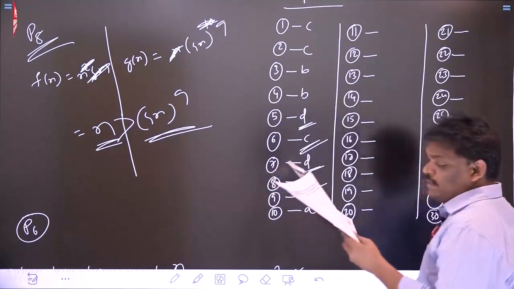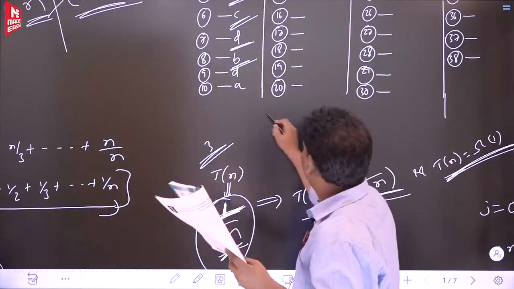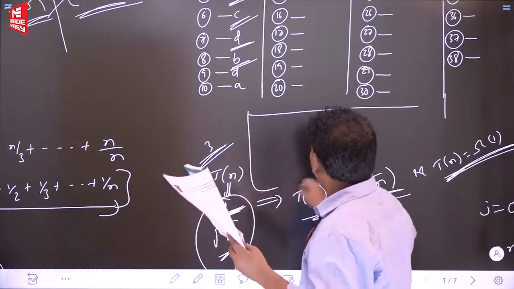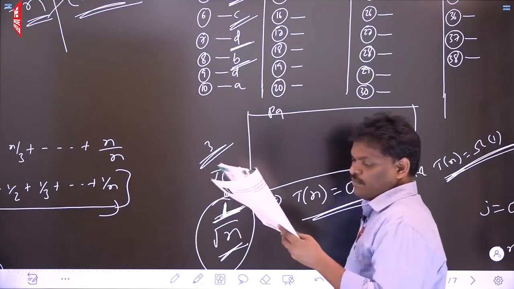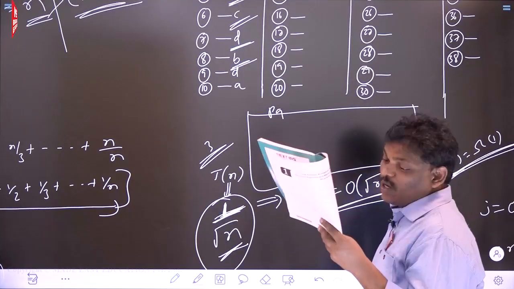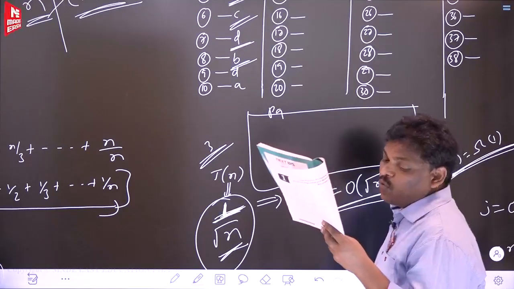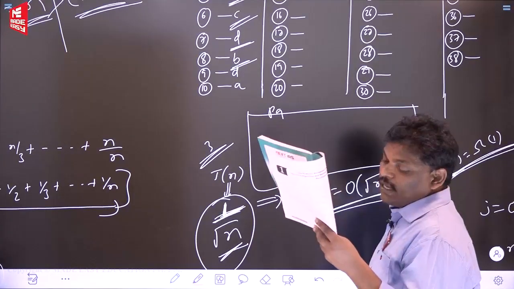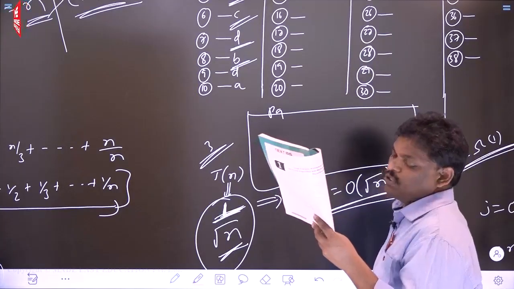Go to question number 9. If you see question number 9 here, let me write it. I am writing. It is very simple. See problem number 9. If g is big O of f, what is the meaning? G is big O of f. What is the meaning? F may be bigger or equal to g. Comparing g and f, f may be bigger, or f may be equal also. Then see the options now.